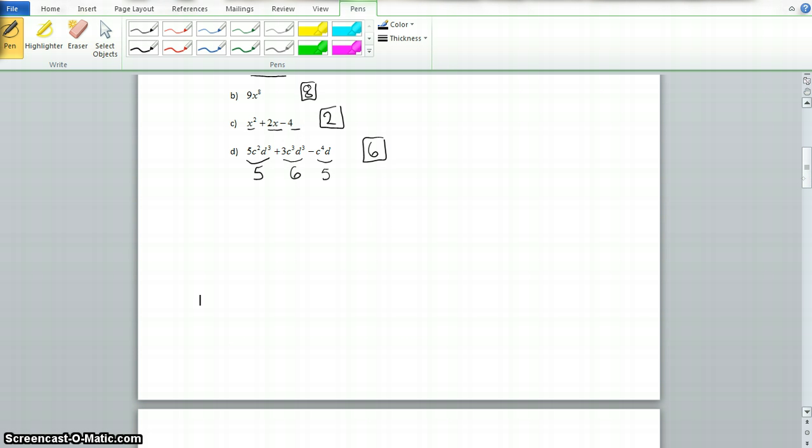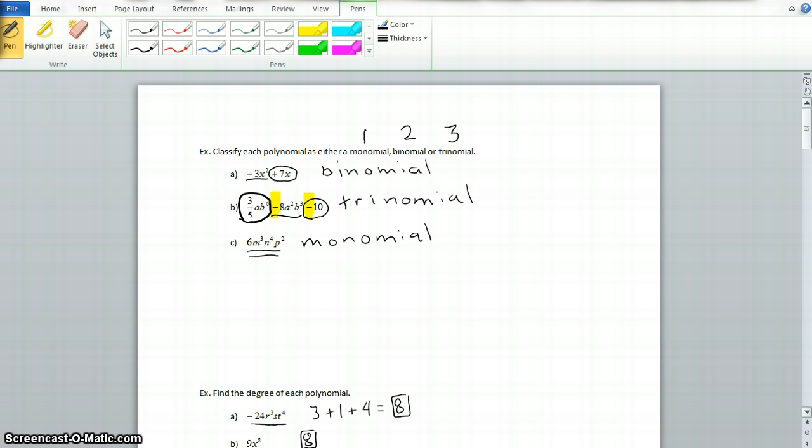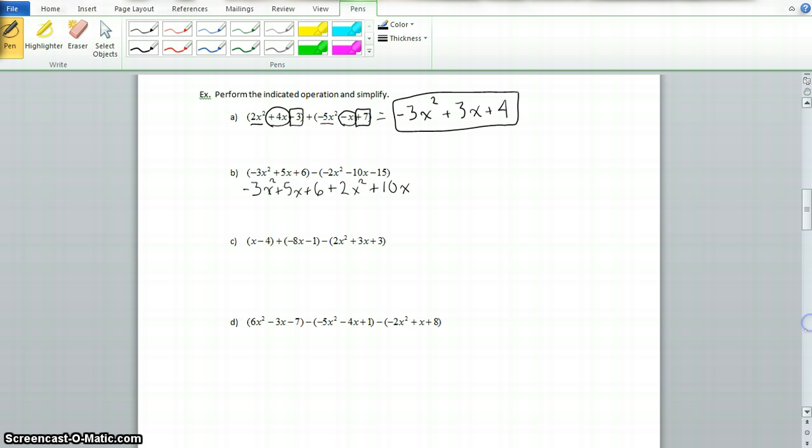And when you subtract a negative 15, it's like adding 15. Okay, so now what I need to do is combine these like terms. If you look at the x squared terms, negative 3x squared plus 2x squared leaves me a negative 1x squared, which you don't write the 1 there, just a negative x squared.